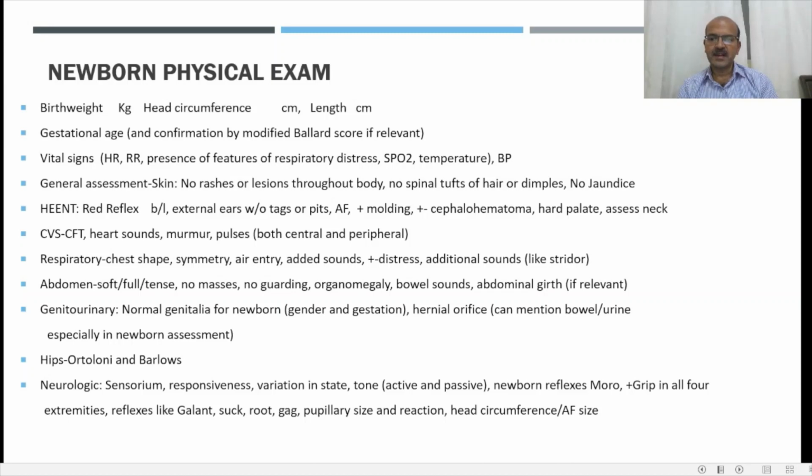Hip assessment, including the Ortolani and Barlow's assessments, and then neurologic assessments including sensorium, responsiveness, variation in state, tone, both active and passive tone, newborn reflexes including the Moro, and reflexes including galant, suck, root, gag, as well as pupillary size and reaction. The head circumference should be documented. I'll be making a video soon on neurologic assessment of the newborn.